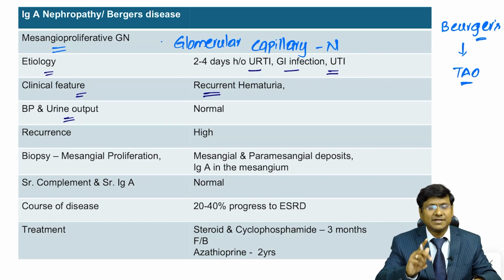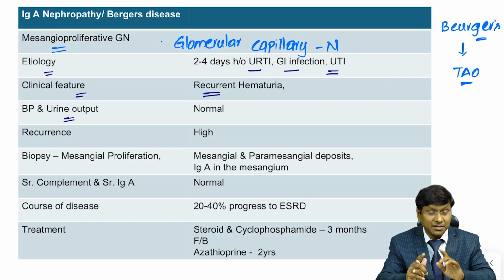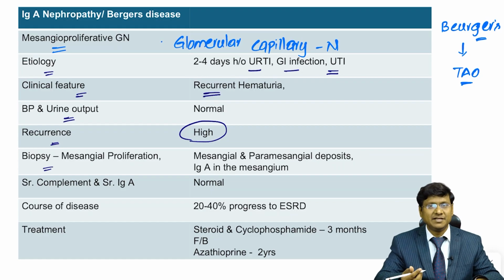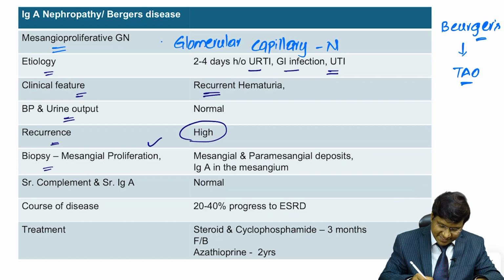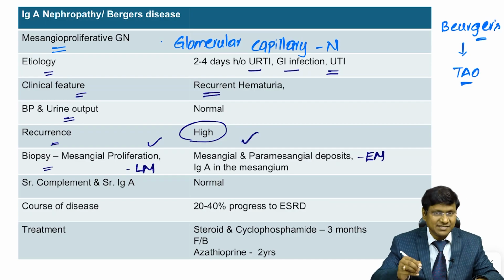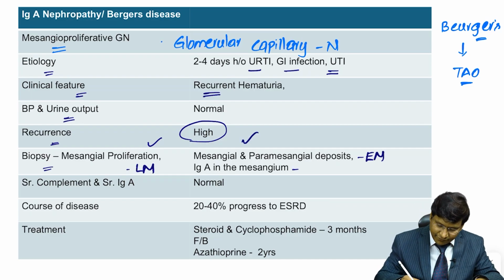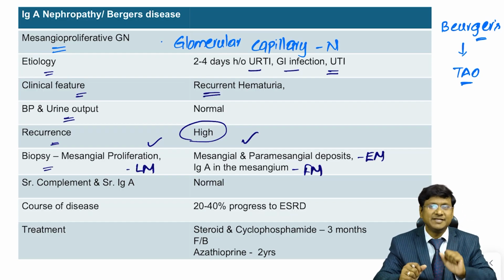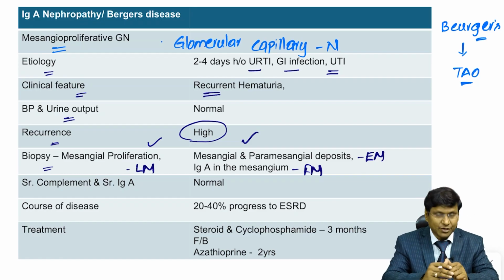And the blood pressure and as well as urine output of these individuals will remain normal because the glomerular capillaries are being normal. Whereas in post-streptococcal glomerulonephritis, we have discussed that the individual will develop the hypertension. And recurrence is high, and definitely the investigation of choice will be the biopsy, where you will notice that there is mesangial proliferation. That is what you will observe on the light microscopy. And in the electron microscopy, you will notice that there is mesangial and paramesangial deposits. And in the fluorescent microscopy, you will notice that there is presence of IgA in the mesangium, right? So that is what is the biopsy finding.